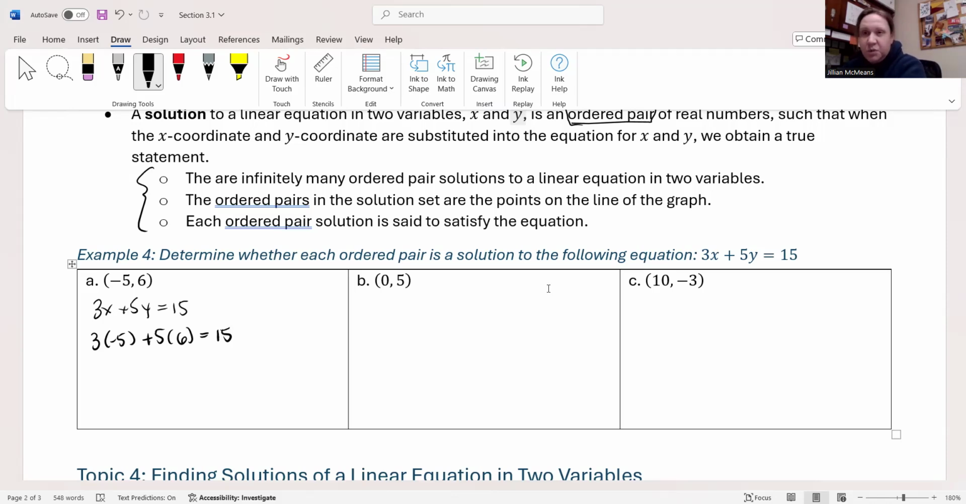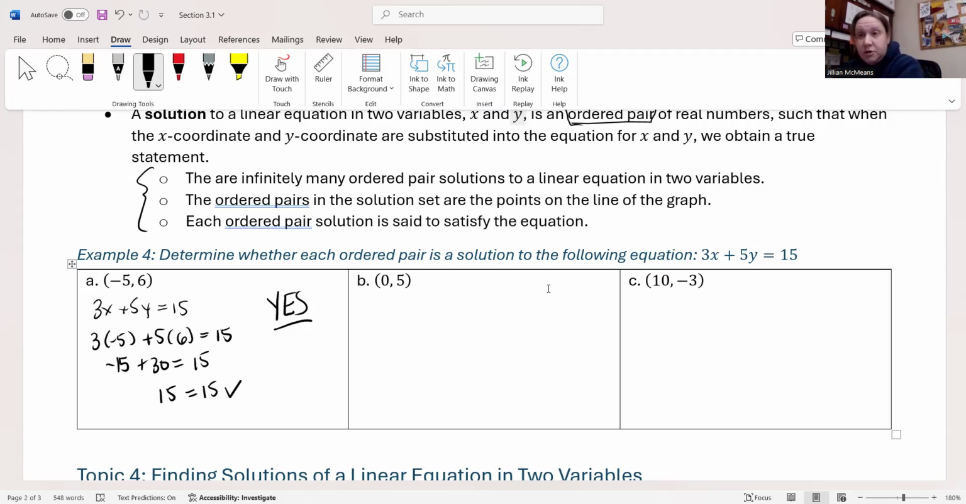We've done this before, we're just evaluating. 3 times -5 is -15. 5 times 6 is 30. And then -15 plus 30 is positive 15. Since 15 equals 15, we can say that yes, this ordered pair is one of the points that makes up the graph. If we were to graph this equation and then figure out where (-5, 6) is, it would be one of the points physically on that line. Okay? Let's look at part B.